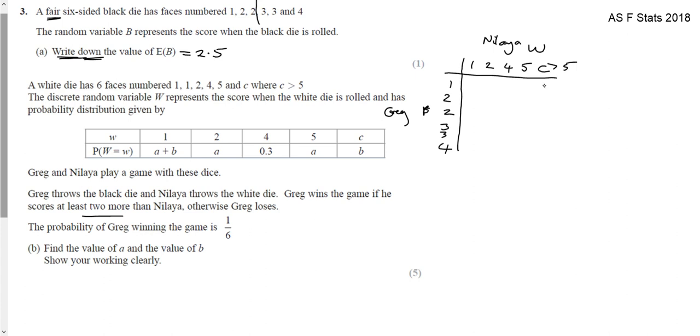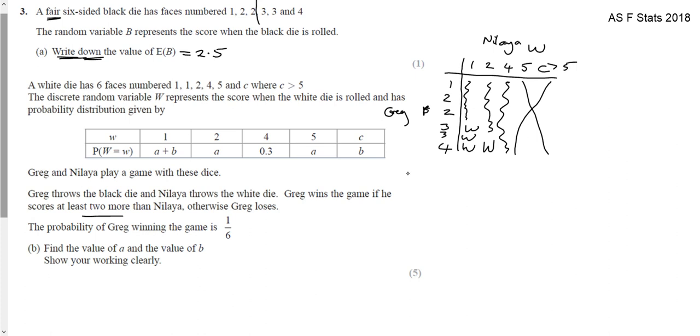So if Nilaya gets a 5 or above, Greg can't beat that, so all this section's gone. Greg is going to lose. If she gets a 4, Greg can only even that, get equal, so Greg is still going to lose. Right, if Nilaya gets a 2, Greg can get 2 more than that when he gets a 4, but in all other places he loses. If the white die is a 1, Greg can beat that by 2 or more by getting a 3 or a 4, so he wins in these situations. So now I can see all the possibilities for Greg winning.